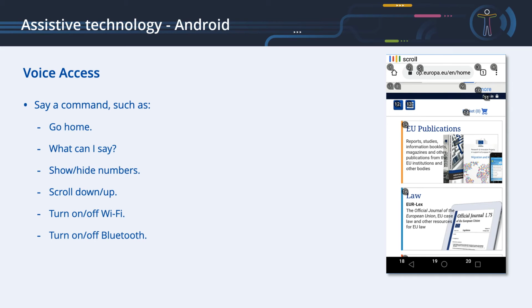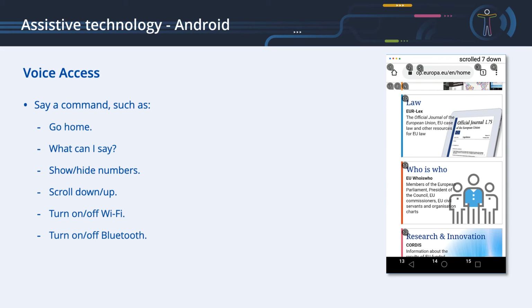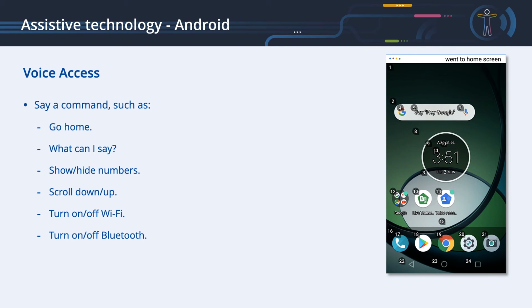Scroll down. Scroll up. Go home. Turn off Wi-Fi. Turn on Wi-Fi. Turn off Bluetooth. Turn on Bluetooth.